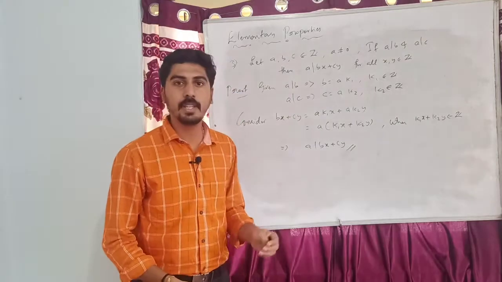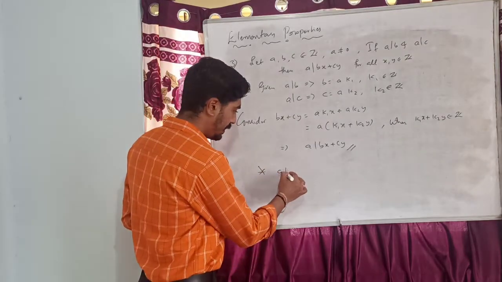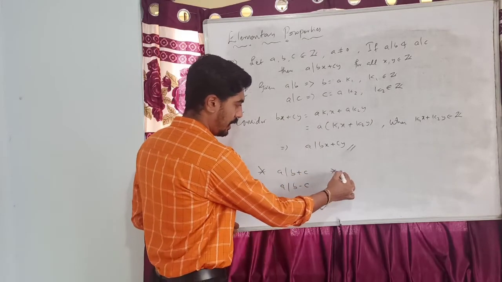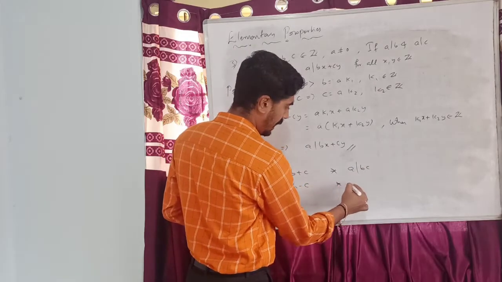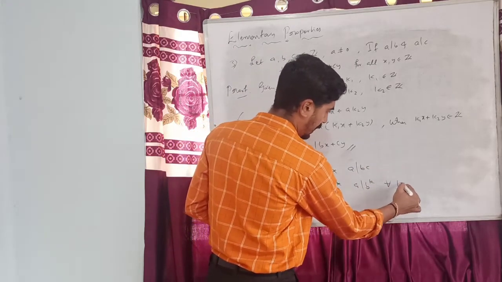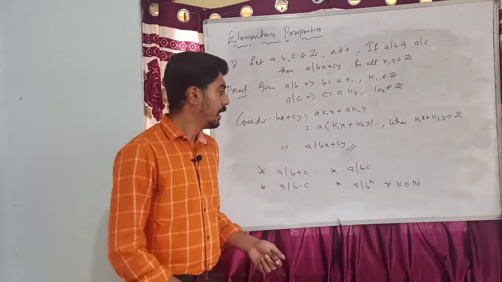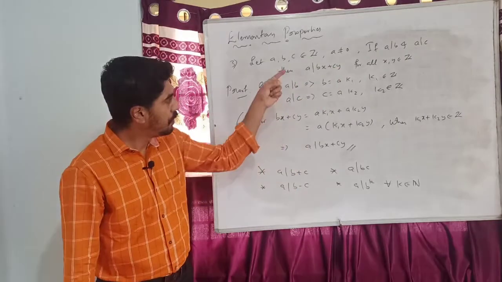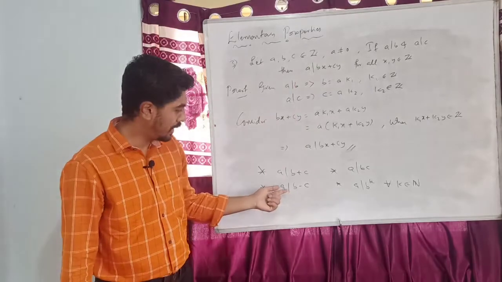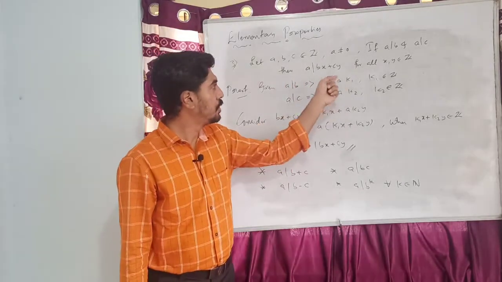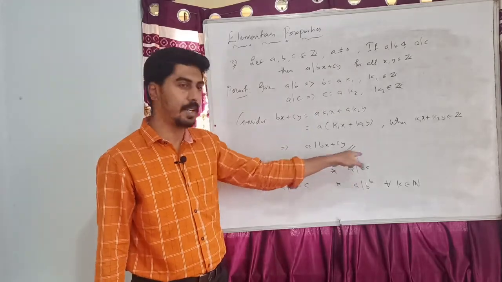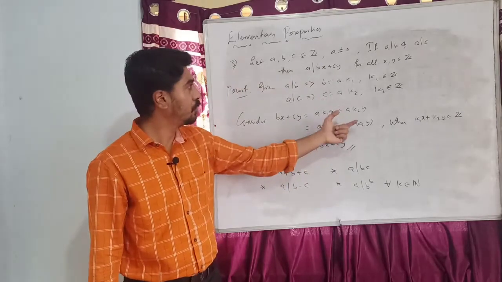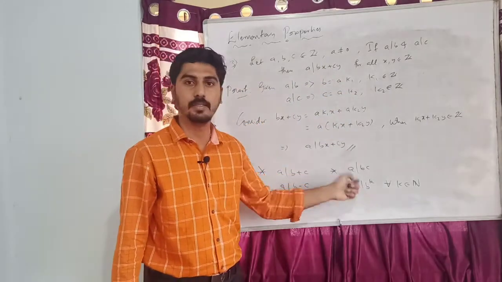Using this property, we can deduce that A divides B plus C, A divides B minus C, A divides BC, A divides B power k for all k belongs to N. Just put x equal to 1 and y equal to 1, we get A divides B plus C. If you put x equal to 1 and y equal to minus 1, we get A divides B minus C. If you substitute x equal to c and y equal to 0, we get A divides BC. If you substitute x equal to b power k minus 1 and y equal to 0, we get this.